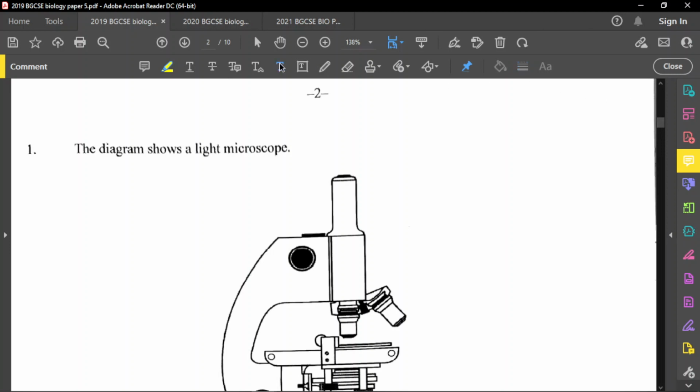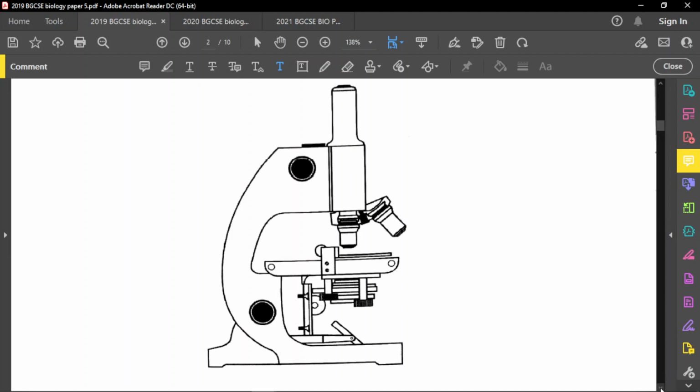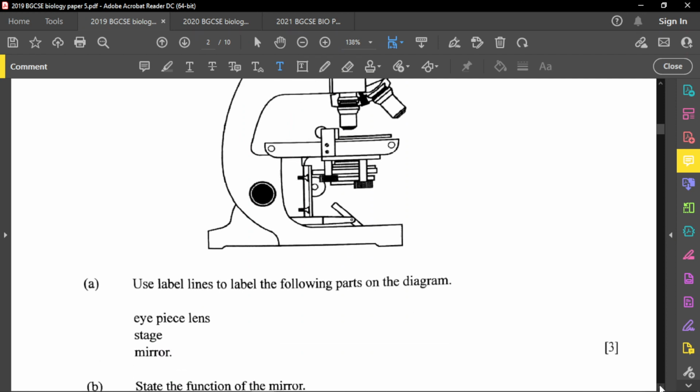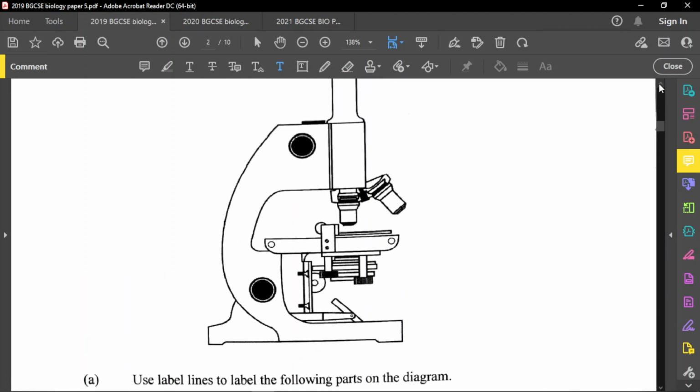For question number 1, a diagram shows a light microscope, a very simple microscope. All right, and let's see what they say. Firstly, use label lines to label the following parts on the diagram. They only give us 3 parts for 3 marks, but let's just label as much as we possibly can.